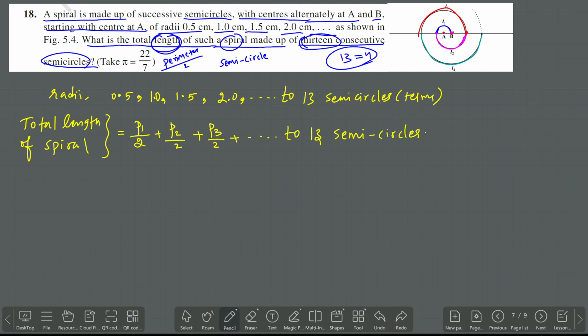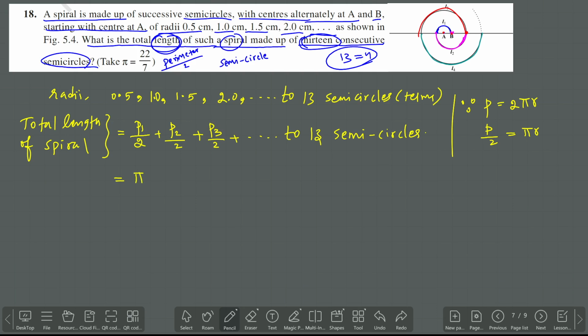What is the perimeter formula? Do you remember, children? Perimeter of a circle is what? 2 pi r. Half of the perimeter, when you divide by 2, you will be getting pi r. So pi r I am going to apply here. Don't write pi r by 2. Understand? The formula for half perimeter is what? Pi r.